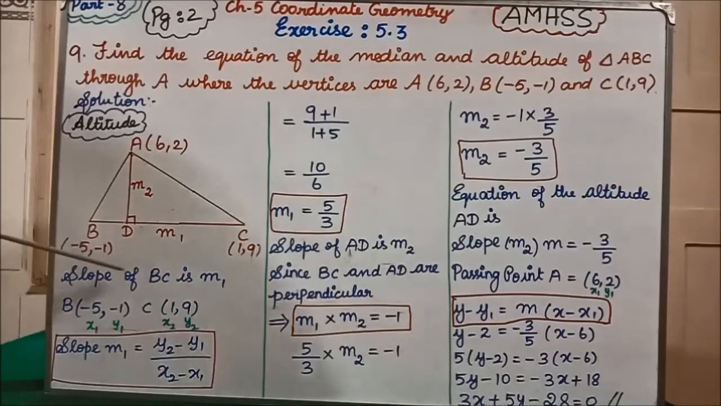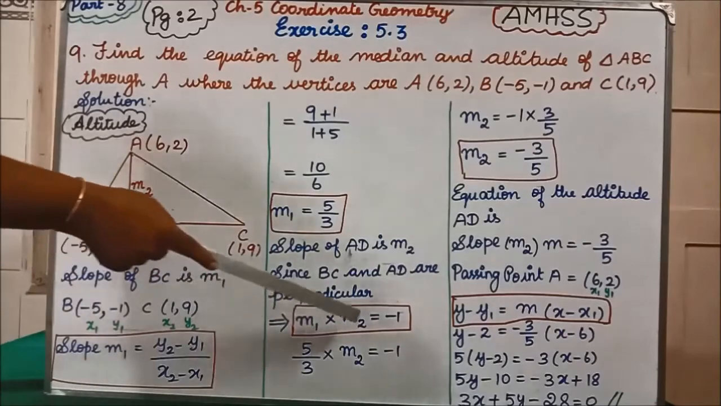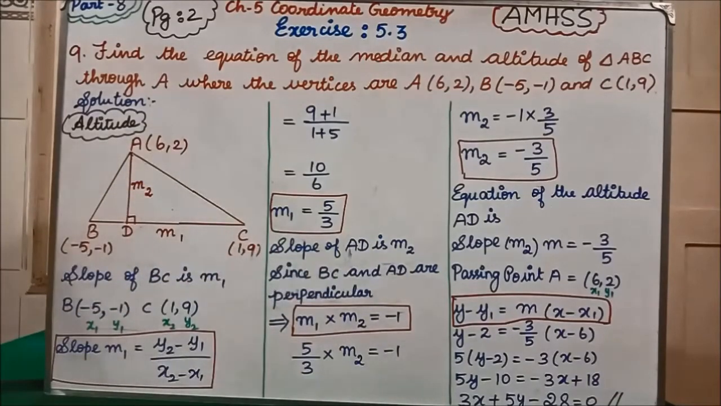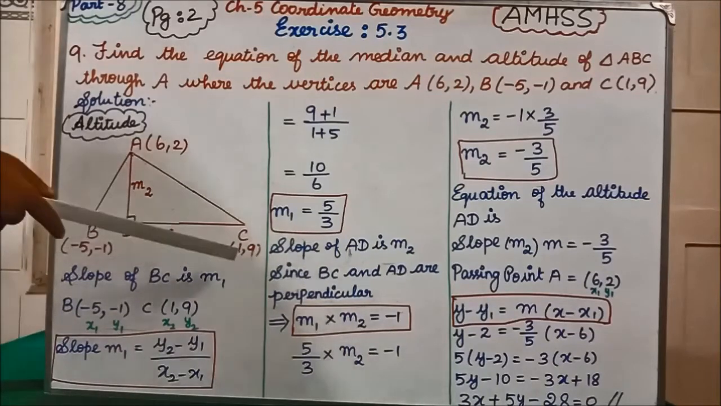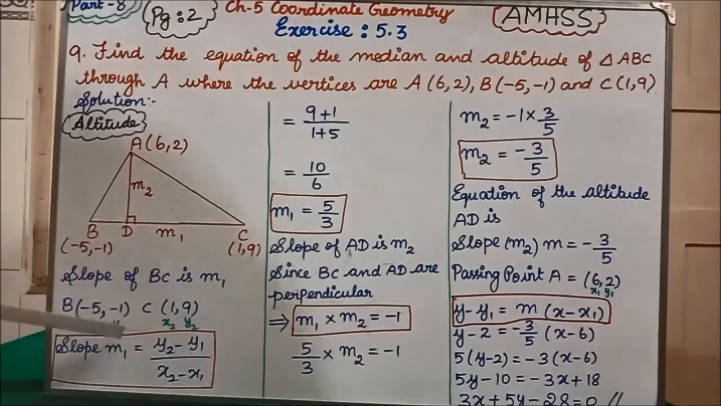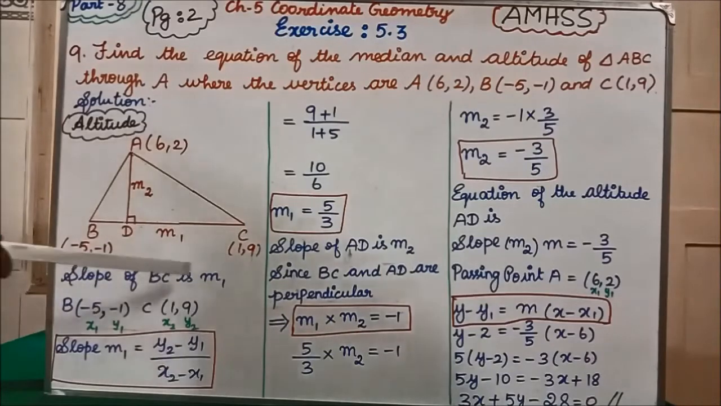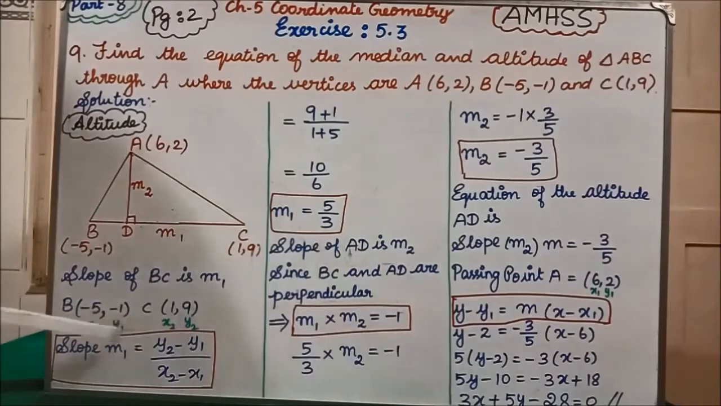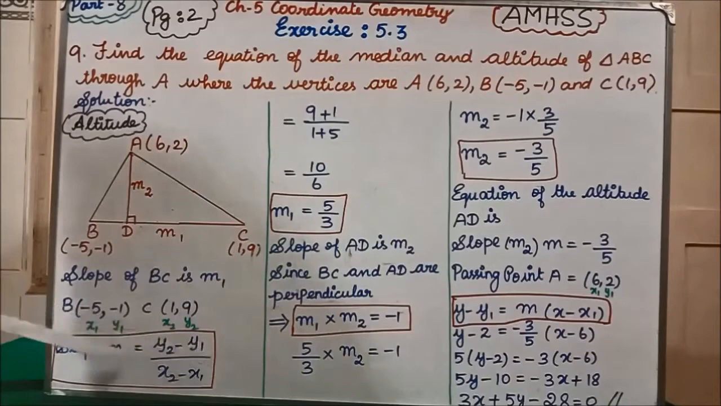Yes. First, slope of BC. Perpendicular means what? M1 into M2 is equal to minus 1. That is our formula. For that we have to know the slope M1 and the slope M2. So first, B and C points we know. Using the B and C points, we will first find M1. Slope of BC is M1. B is (minus 5, minus 1), C is (1, 9). Slope M1 equals y2 minus y1 divided by x2 minus x1.